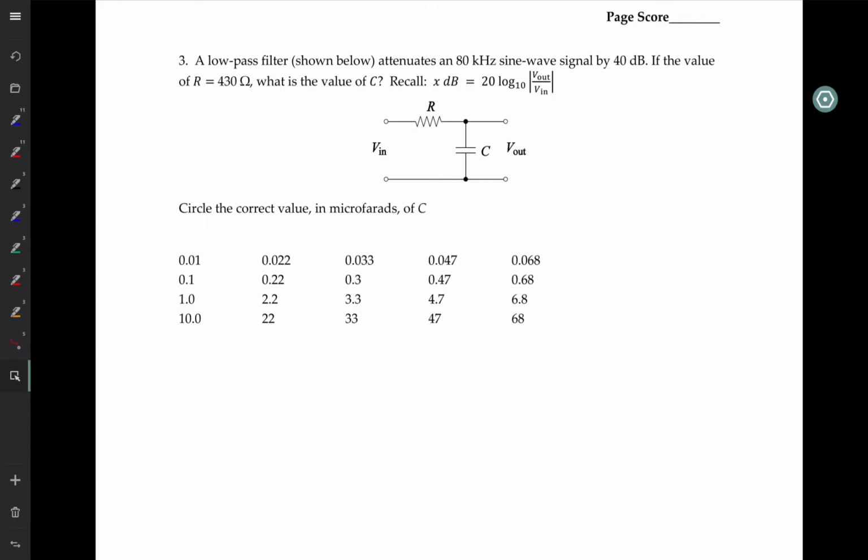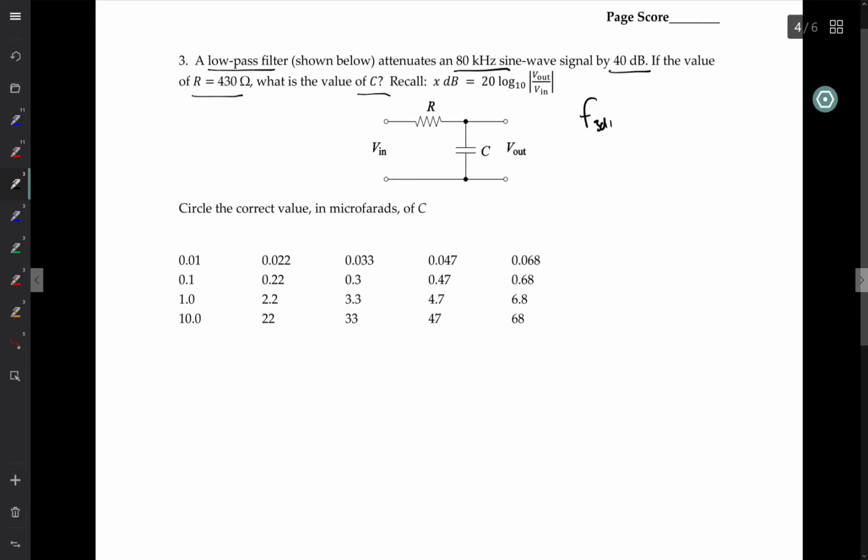Alright, moving on to problem 3. This is a low-pass filter, and I am going to attenuate an 80 kilohertz sine wave by 40 decibels. I'm given the value of R, and I want to know the value of C. So the challenge of this problem is to find what the 3 dB point of this filter is.